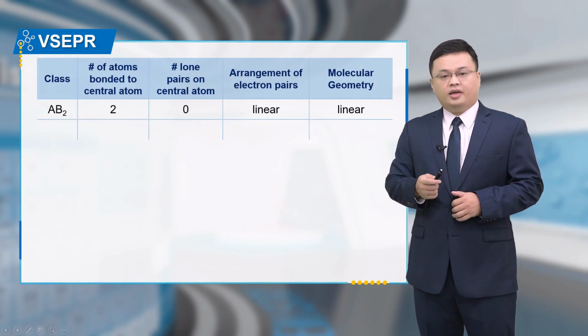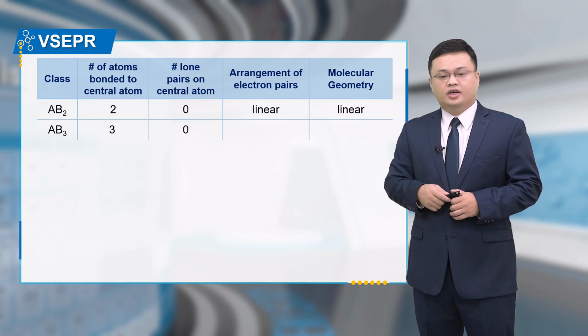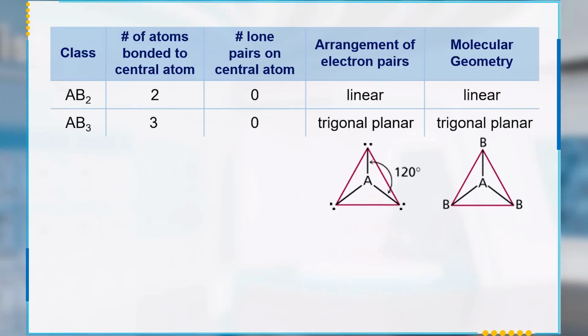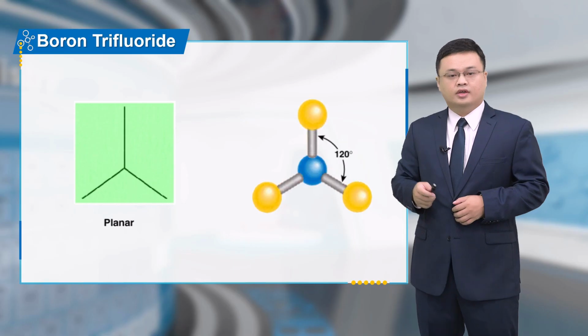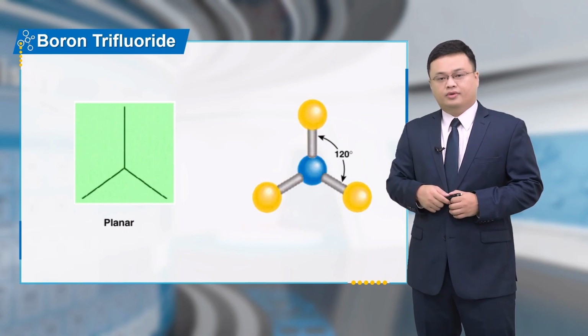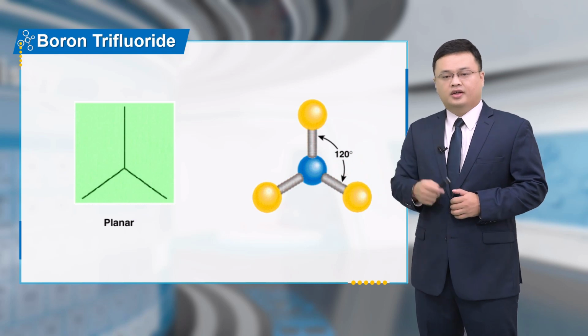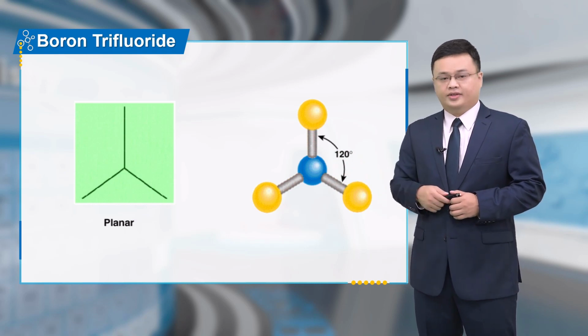Next, for AB3 molecules, there are three atoms bonded to the central atom, but zero lone electron pairs on the central atom. In this regard, both the arrangement of the electron pairs and the molecule geometry are trigonal planar, a 2D structure with a 120 degree bond angle in between. Take boron trifluoride, for example. There are no lone electron pairs on boron, but only three single bonds with each fluoride. The geometry is then trigonal planar.